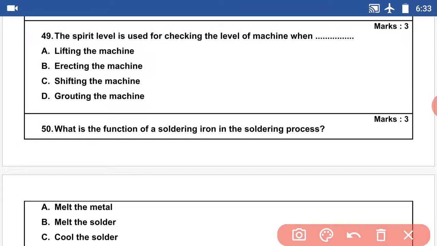The spirit level is used for checking the level of machine when dash. This question answer erecting the machine. Option B correct answer, erecting the machine. Question number 50.